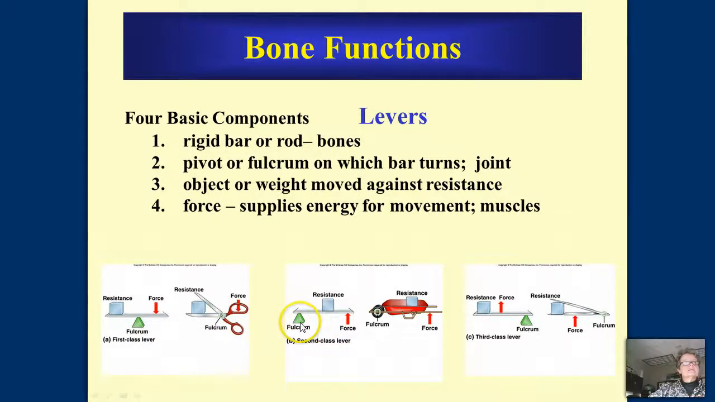A second-class lever would have the fulcrum, the resistance, and the force. Here we have the resistance and the force moving in the same direction, starting out with the joint and then the resistance and then the force. Third class would be the resistance and the force with the fulcrum here, or the object being moved, the force being applied on the same side, and the joint or fulcrum.